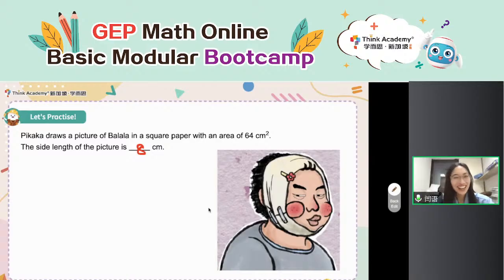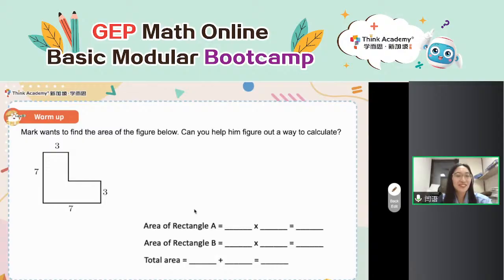Okay, now let's move on to the next part. Since you already know how to calculate the area of a rectangle or square, now let's move on to some irregular shape. I introduced this type before, but I know some of you are quite new to the live stream. Here, Mark wants to find the area of the figure below. Can you help him figure out a way to calculate?